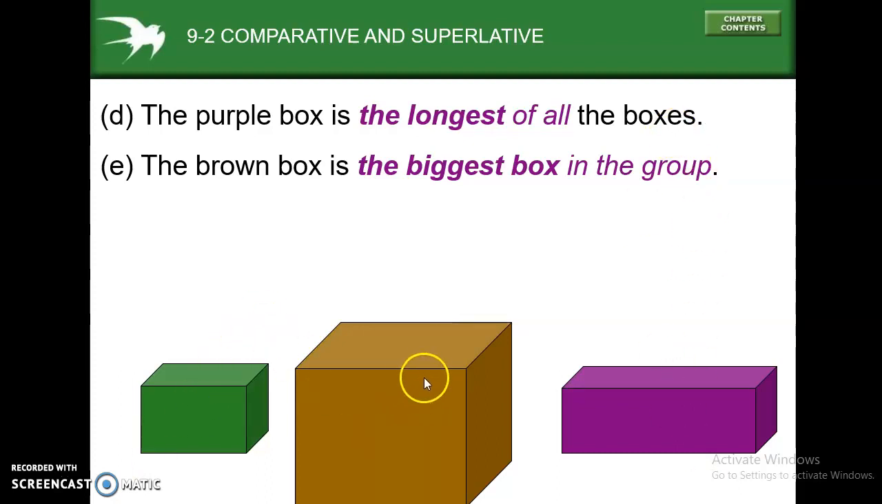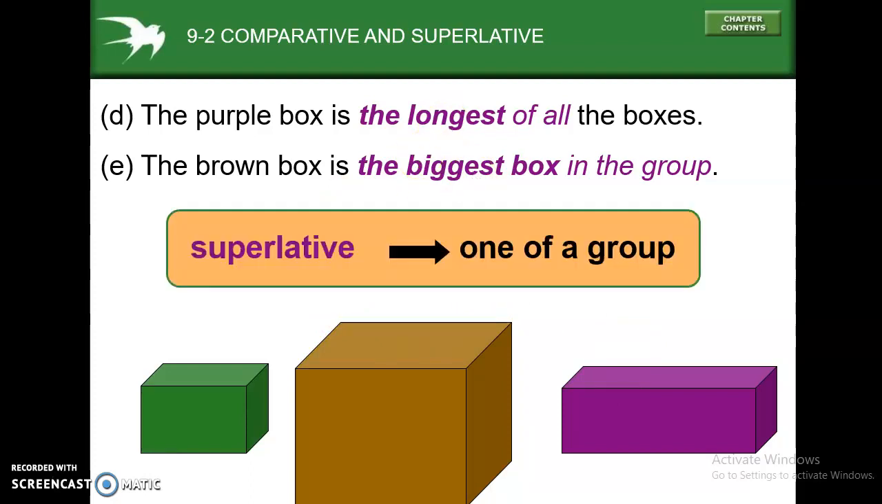And if you compare the brown box with the two boxes, we call it the brown box is the biggest box in the group. Okay, the biggest and the longest. So for superlative, we compare one of a group, not two things, but one of a group for superlative. Okay?